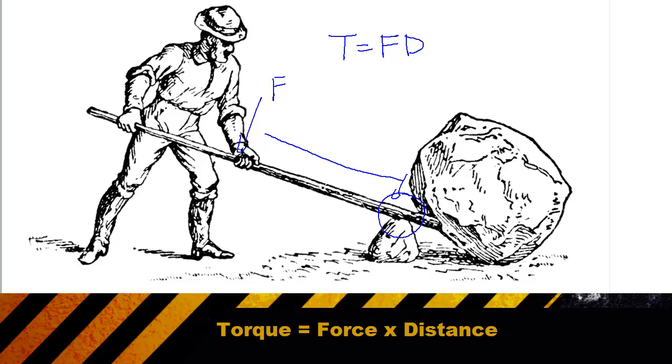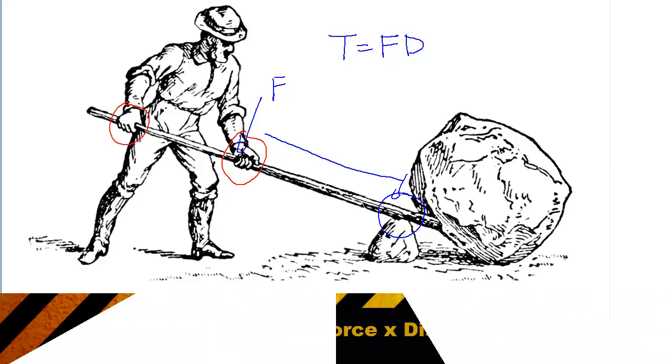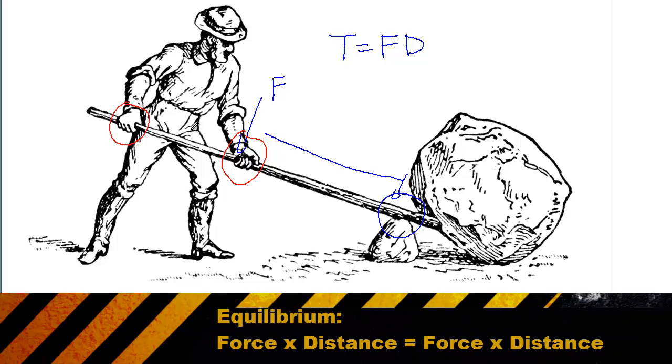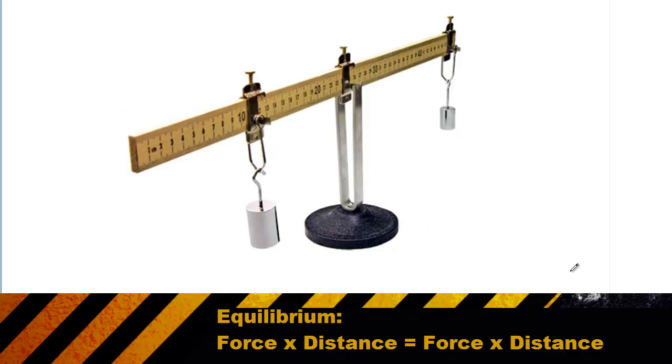In this case, it looks like the man might be exerting two forces, one with each hand. If that's the case, we can combine the forces, and to find the distance, we would simply pick the middle between the two forces. Most of your torque problems will actually deal with a state called equilibrium. Equilibrium is where neither side is experiencing a net torque, or the torque provided by both sides is the same. In other words, the force times the distance on one side is going to be equal to the force times the distance on the other side.